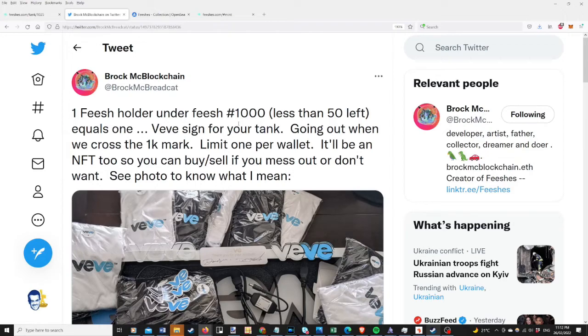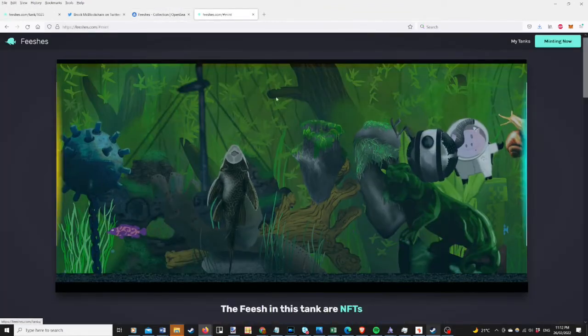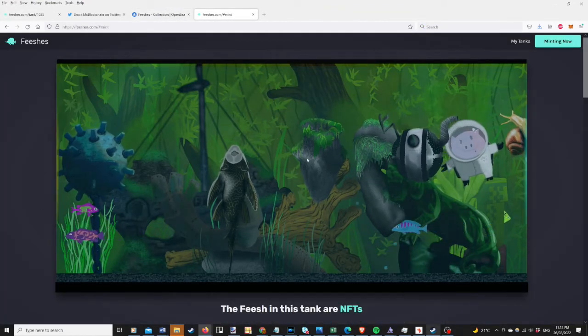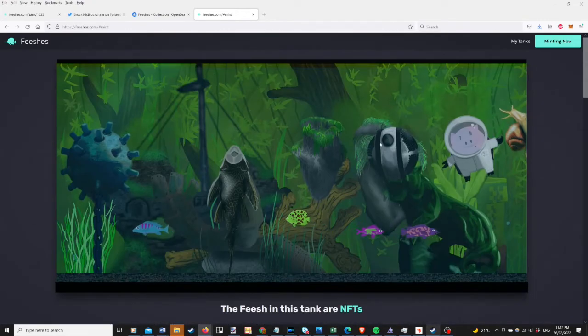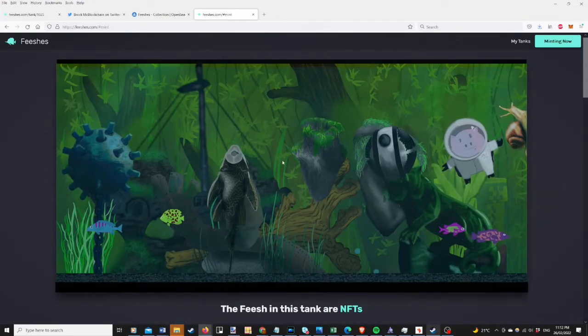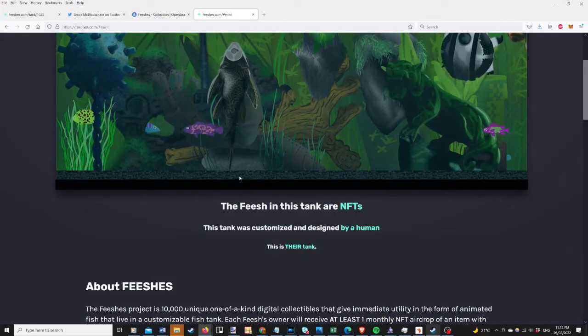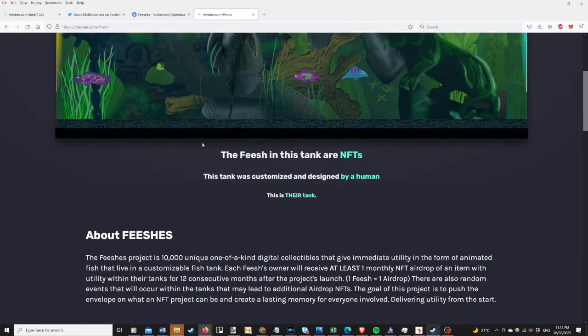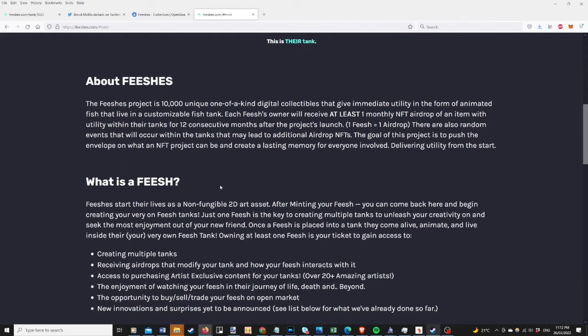With this project, if you read more about it, which you should do, which is on this website here, you can see what it's about. You can see a tank here, and we've got a couple of Feesh inside with different things. Now, some of these are based on airdrops that have already occurred. So the longer you hold your Feesh and you don't sell them, the more airdrops you'll get. Now, this is for up to 24 months.